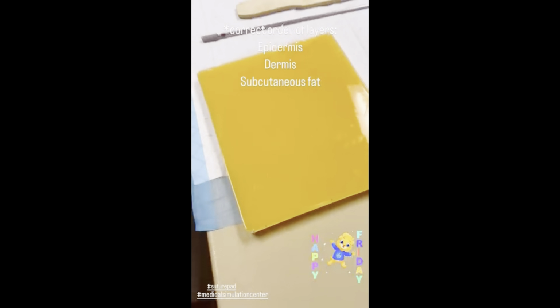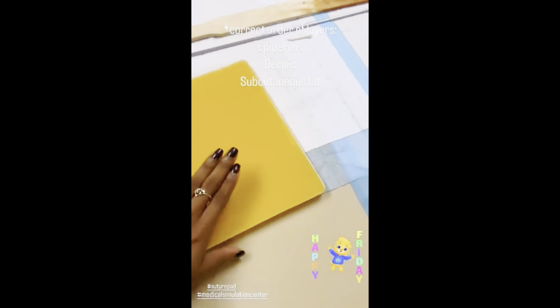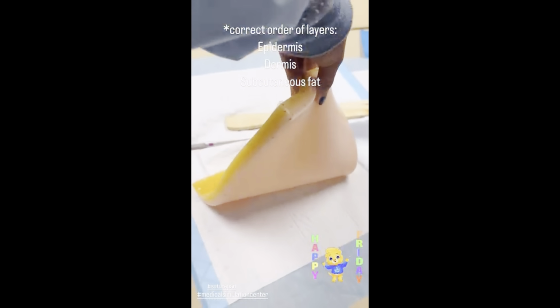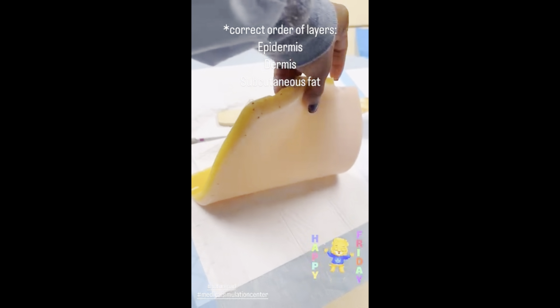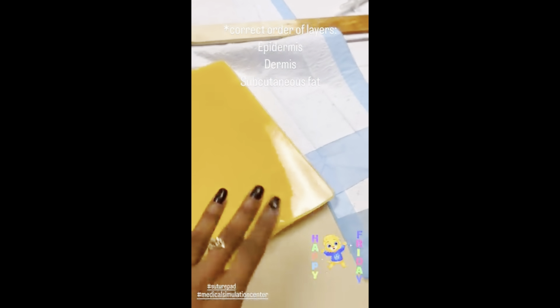Just so y'all can see what it looks like when the suture pads are finished. That side is sticky, so that's what it looks like. So it's got a dermis, an epidermis, and then a subcutaneous fat layer. This side is super sticky. But this is what we do with them afterwards.